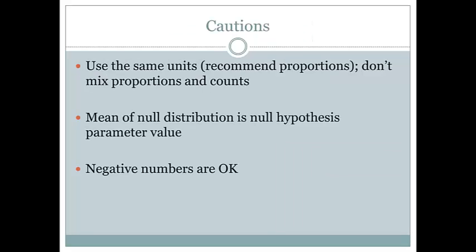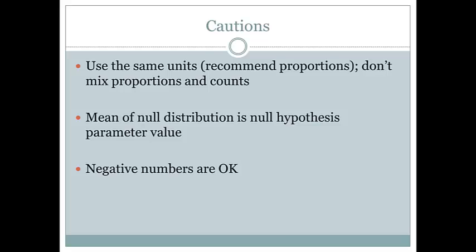A few words of caution. When you're computing the standardized statistic, make sure that you're using the same units. We recommend to use proportions. That is, put your observed statistic value, the mean of the null distribution, and the standard deviation of the null distribution in terms of proportions in all three cases. Don't mix proportions and counts. It's a common mistake where a student bounces back and forth between the two.